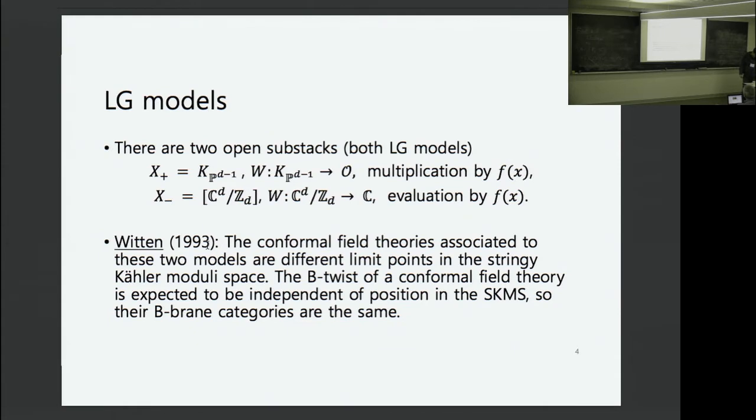Witten, in the 1990s, said that conformal field theories associated to X plus and X minus should be related. I don't understand these phrases, so let me just say that these two are very closely related. For me, it says the curve counting on X plus should be very closely related to curve counting on X minus, and the derived category for X plus should be very closely related to that of X minus. That's what I'm going to say today.